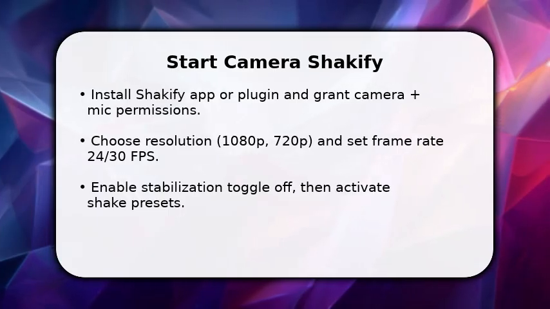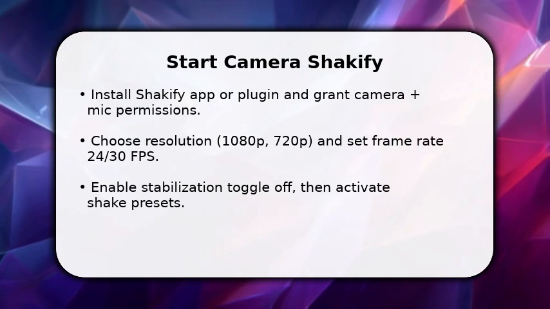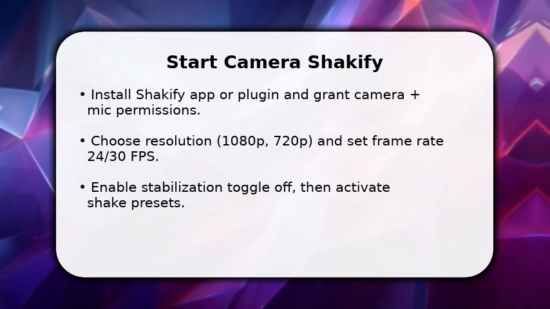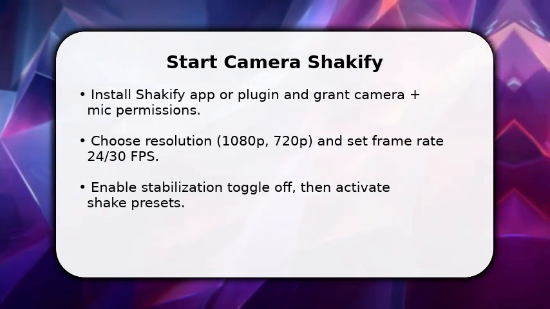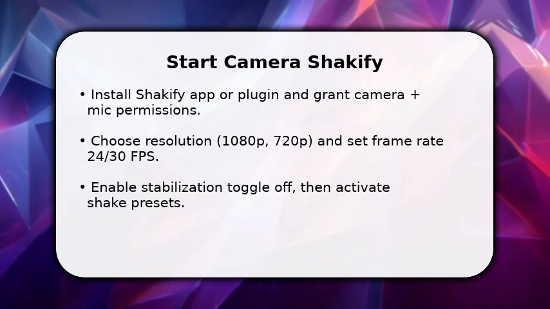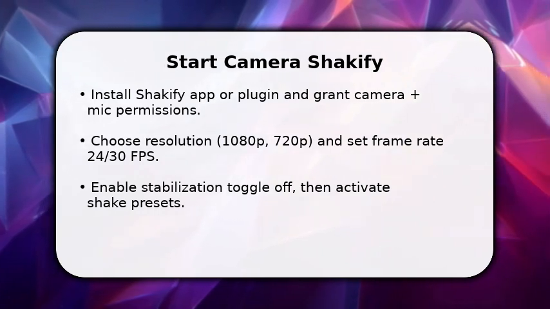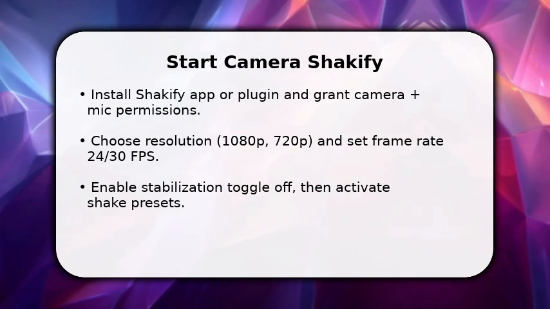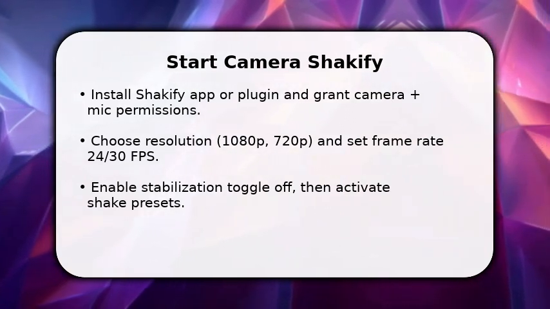You begin by launching Camera Shakify and granting camera and microphone access so the app can control motion effects. First, pick your resolution and frame rate. 1080p at 30 fps is a solid default. Next, switch stabilization off if you want pronounced shakes, then load a shake preset to preview intensity.